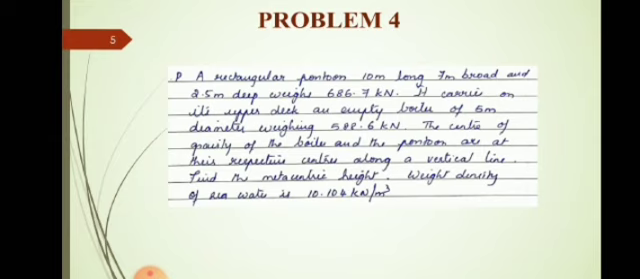The center of gravity of the boiler and the pontoon are at their respective centers, so definitely the center of gravity will be at the center for the boiler and the pontoon, along a vertical line. You are asked to find out the metacentric height, and the weight density of seawater is given as 10.104 kilonewton per meter cube. Note that you are given not just the density but the weight density. What is weight density? Weight density gamma is equal to rho g. So what is given is rho into g. Okay, so remember that.